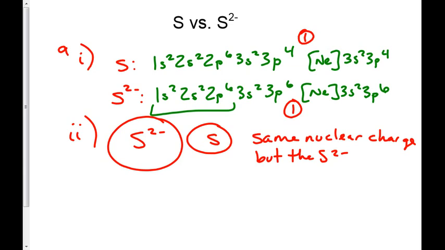Help me complete my sentence here, at least the beginning of it. I'm just making a statement that's obvious without a lot of extra chemistry yet. So the S2 minus has more electrons? Okay, start there. Or has a larger electron cloud?